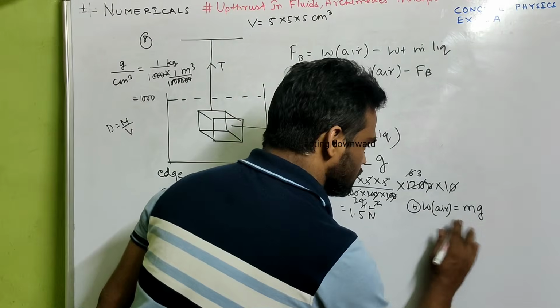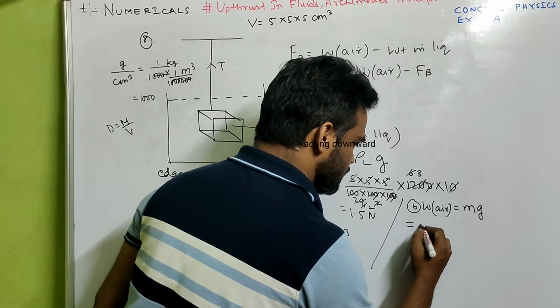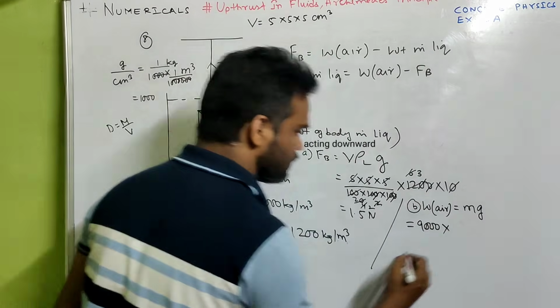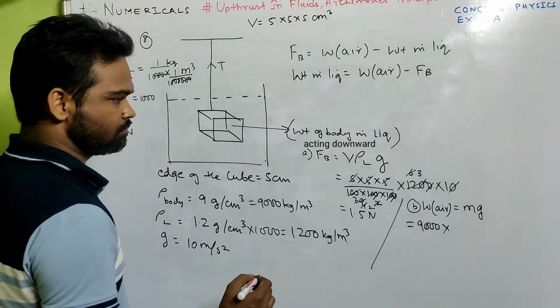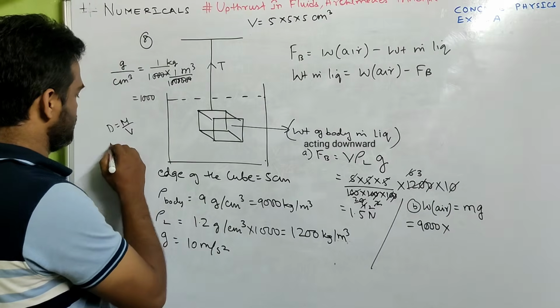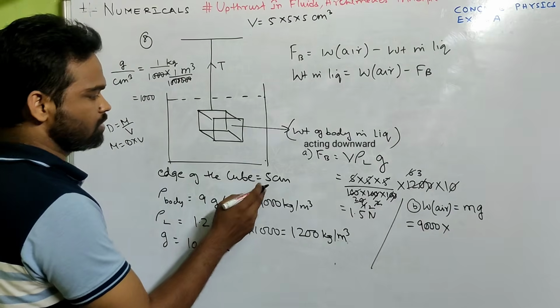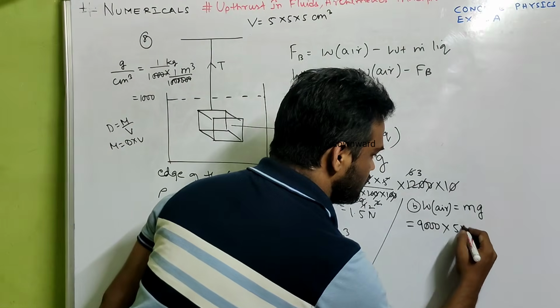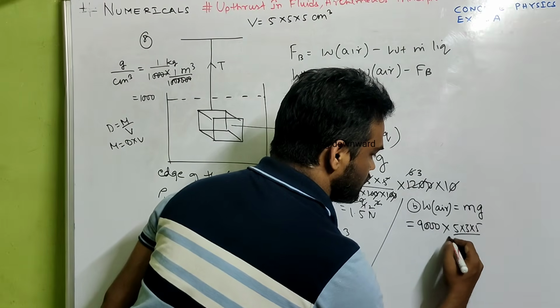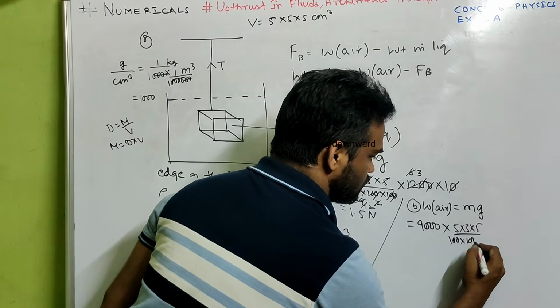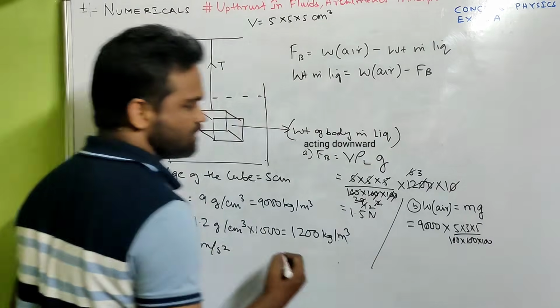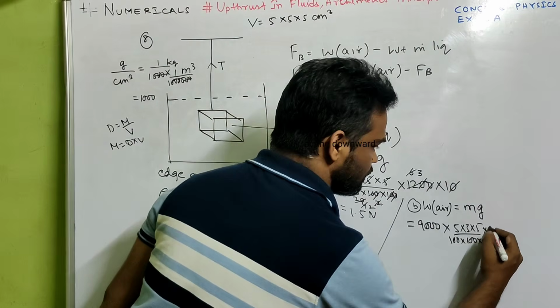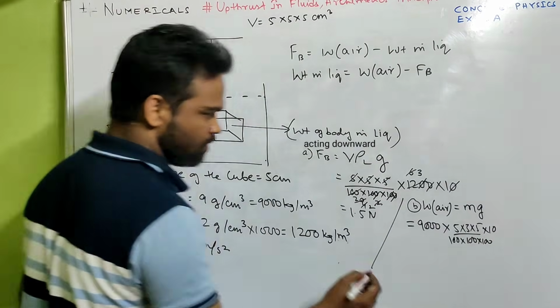So what will the weight be? Weight in air will be 9000 into volume. Volume we have got as 5 into 5 into 5 by 10 to the power 6, into g, that is 10. Done? Now just solve it.